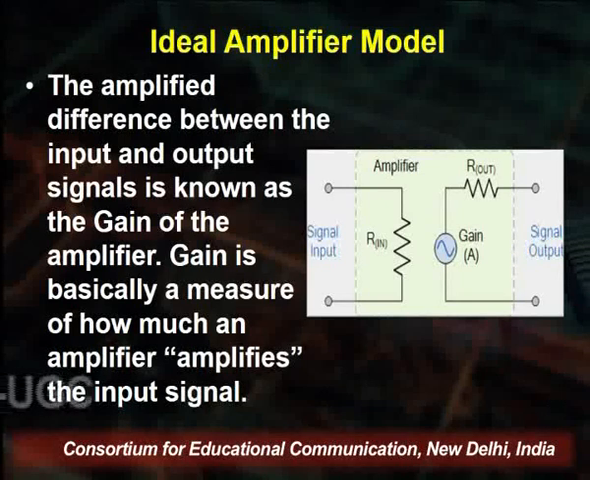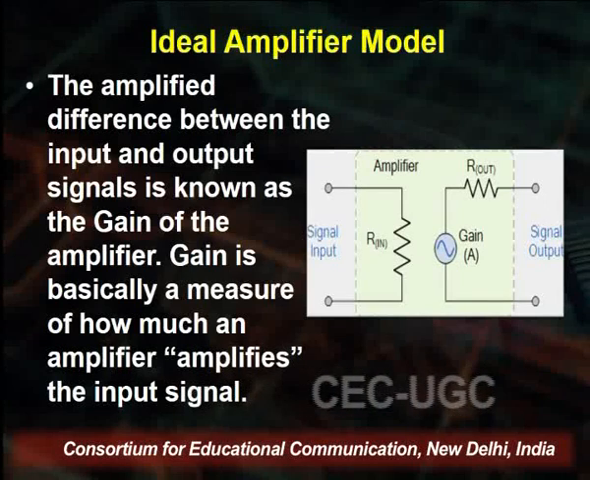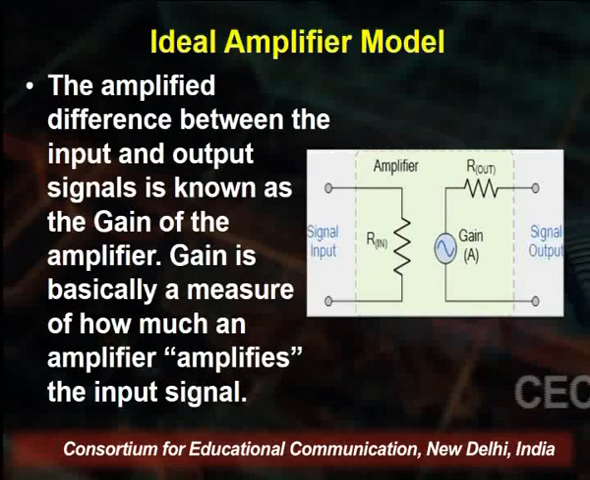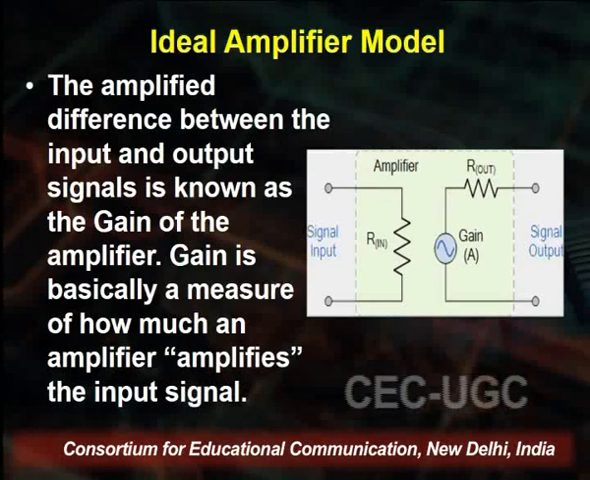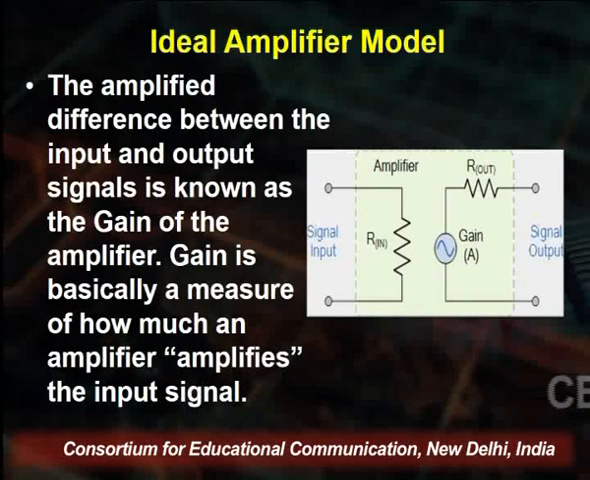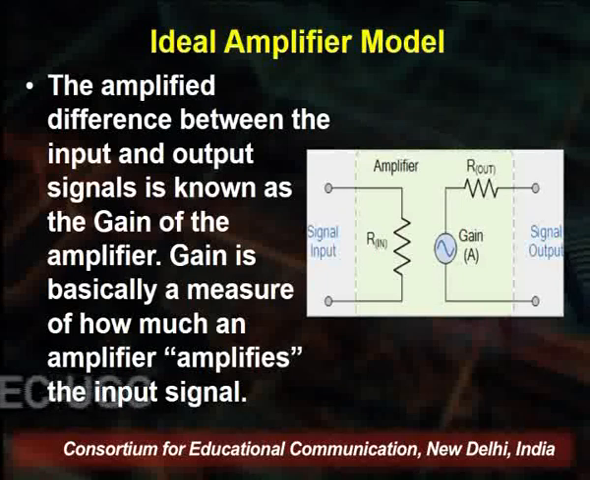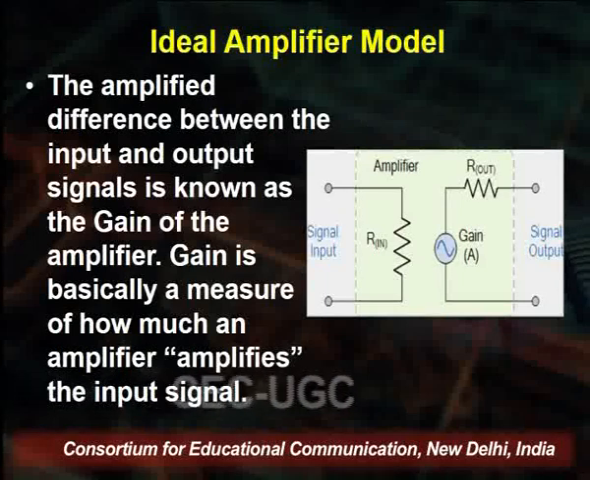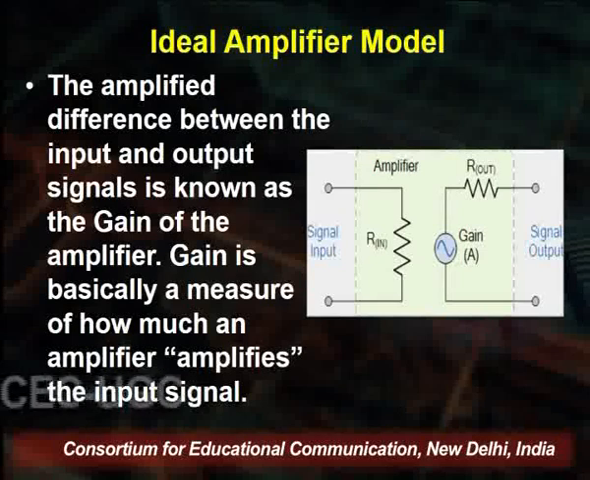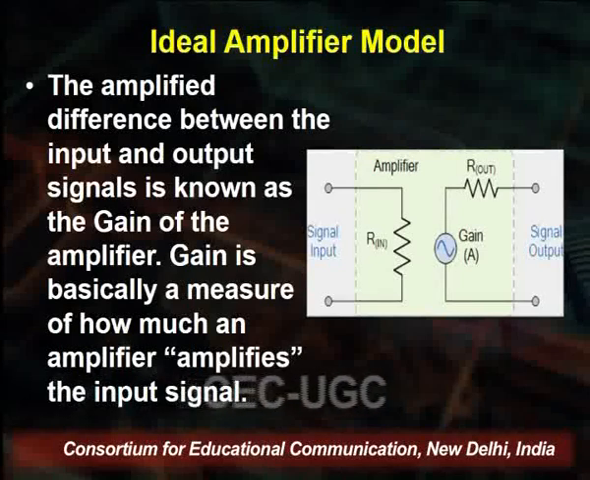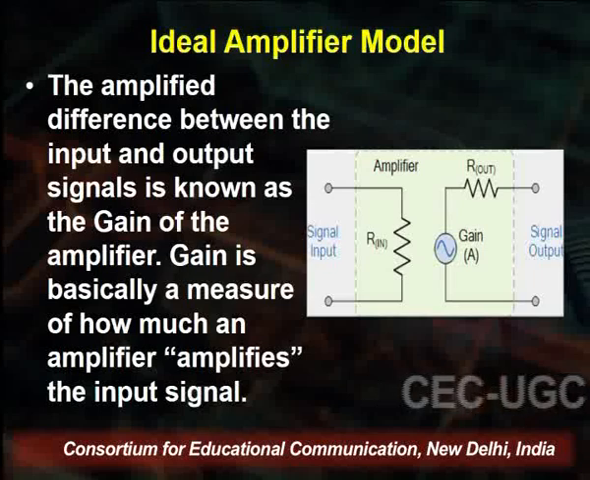How is it constructed? You see on the left hand side there is a signal input Rin, and this is an amplifier, and the gain is represented on the right hand side circuit. Then that is a signal output. The amplified difference between the input and output signal is known as the gain of the amplifier. Gain is basically a measure of how much an amplifier amplifies the input signal. So the gain will let you know how much the signal is amplified through this amplifier.